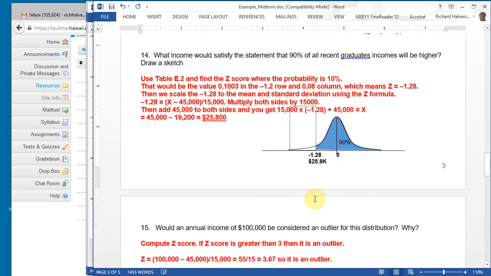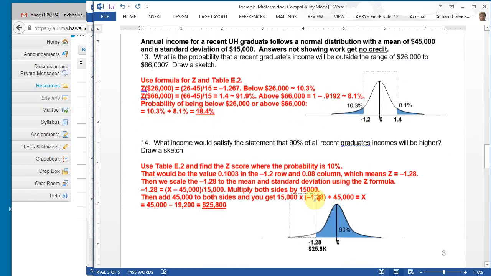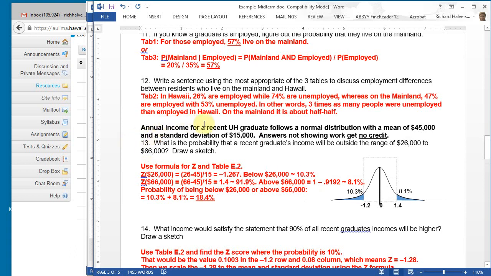The next 2 questions are, let's see. Annual income for a recent UH graduate follows a normal distribution with a mean of 45,000 and a standard deviation of 15,000. So, and we want to show our answers. The first question is, what is the probability that a recent graduate's income will be outside the range of 26,000 to 66,000? Okay, so what we're talking about is a distribution that looks like this.